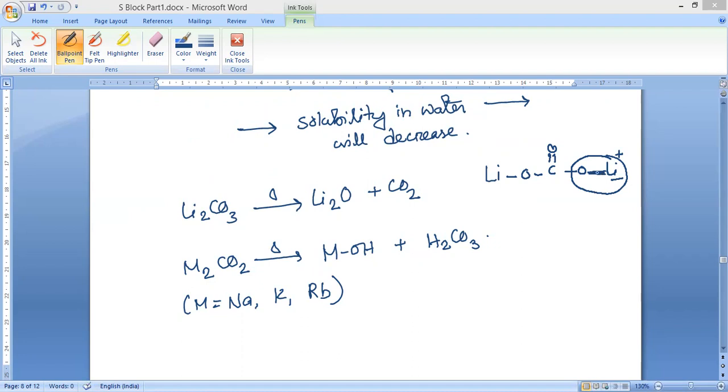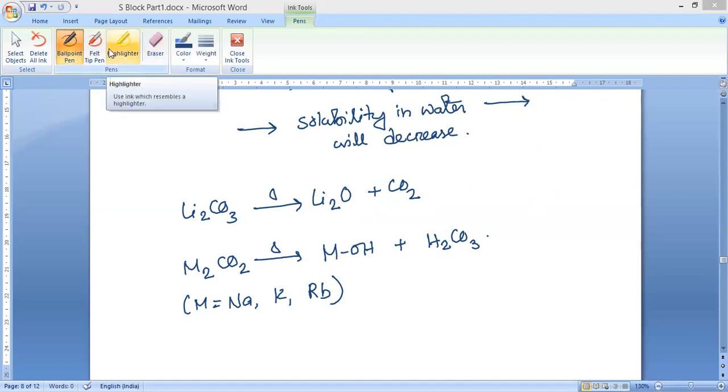So because of this stronger bond, you can't break this bond by heating. So ये bond नहीं break होगा, so upon heating this other bond will break down. That means you are getting Li2O. This Li2O you will get. Okay, and carbon dioxide will form. So this is the reason why lithium converts into oxides, but the rest of the carbonates convert into hydroxide. This is the difference.